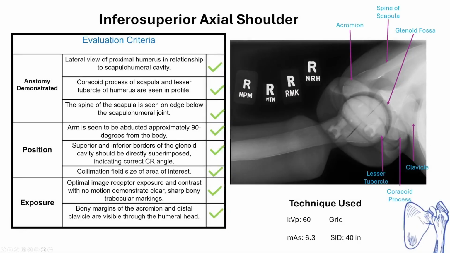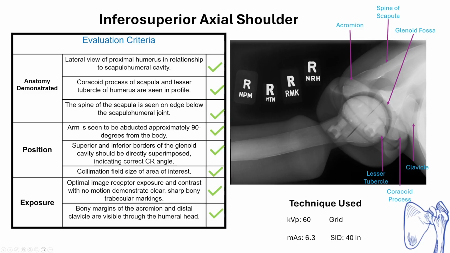Lastly, we will go over the criteria for an inferior-superior axial shoulder. Bontrager recommends we use a technique of 60 kVp at 6.3 mAs with a grid and a 40-inch SID. Anatomy demonstrated on this image include a lateral view of proximal humerus in relationship to scapulohumeral cavity. Coracoid process of scapula and lesser tubercle of the humerus are seen in profile, and the spine of the scapula is seen on the edge below the scapulohumeral joint. All of these anatomy are demonstrated on our image.